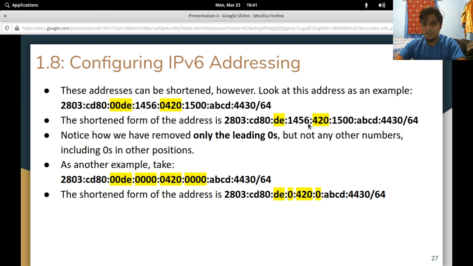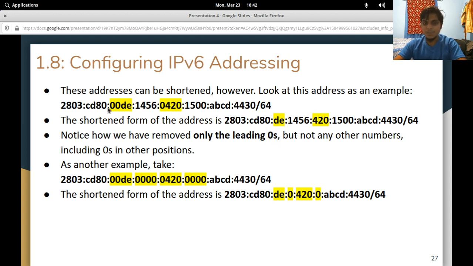So CD DE there. We took out those two zeros, and then we wrote back the 1456 and then 420 instead of 0420, and then we wrote the rest of the numbers as they were. Notice how we have removed only the leading zeros but not any other numbers, including zeros in other positions. So you see we took out the 0 before the 420 but not after, so we didn't put 42. 0420 became 420, not 42.